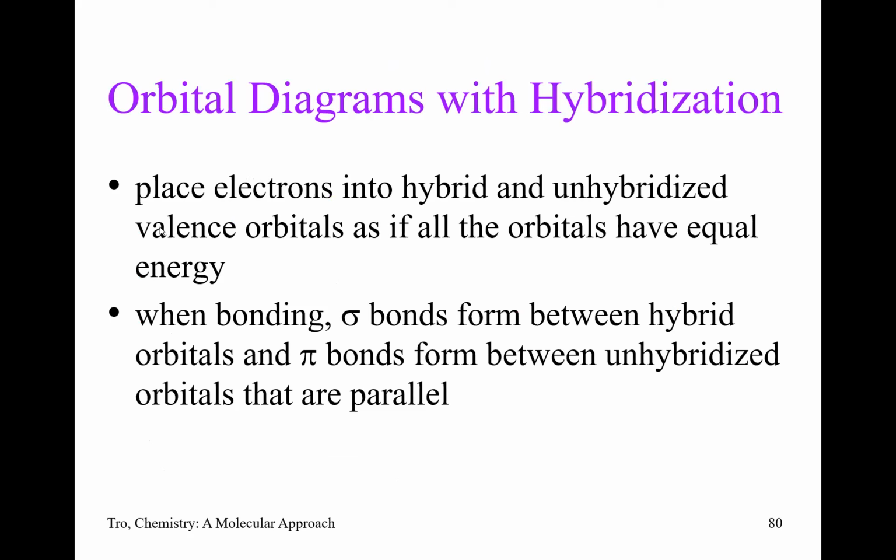So, little hints or rules for doing this: place electrons in hybrid orbitals and unhybridized valence orbitals as if all the orbitals have equal energy. And again, it'll make sense in a minute. When bonding, a single bond is called a sigma bond. That's the symbol, and that is when it's between two hybrid orbitals. And then the pi bonds are when it's the unhybridized orbitals that are parallel. This is true. This is going to be hard to see until you see a picture of it.